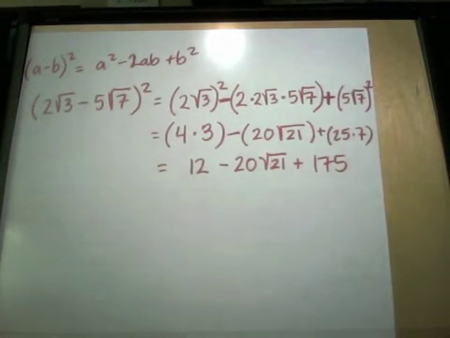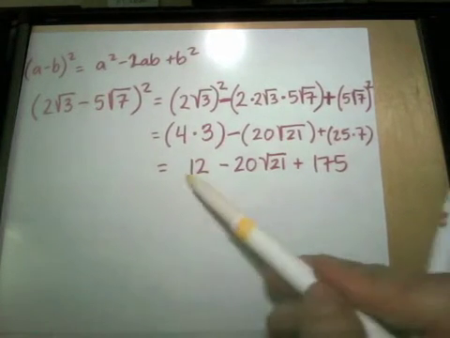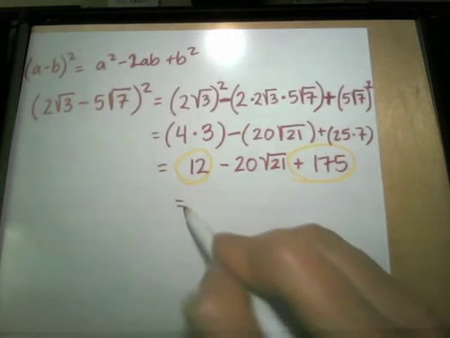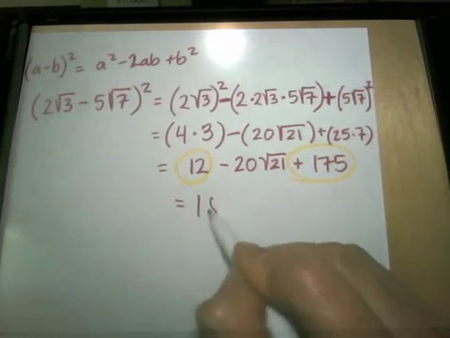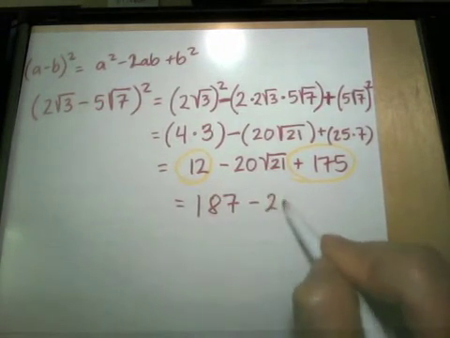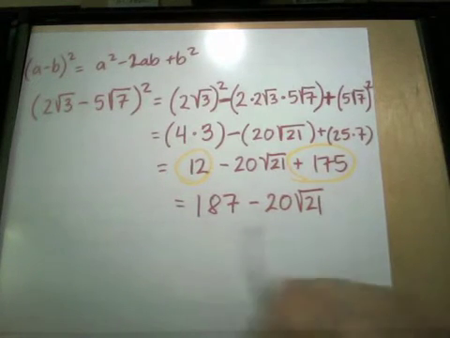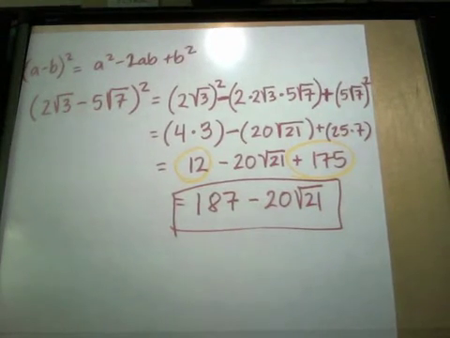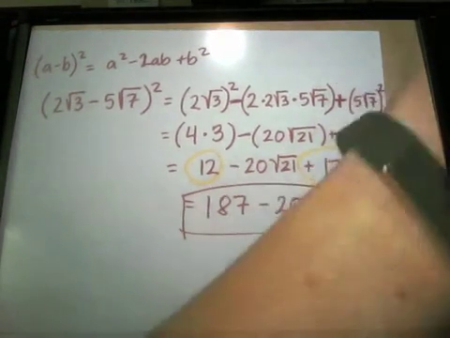I can still do combining like terms. I've got positive 12 and positive 175 to make 187 minus 20 root 21. And we're done there. We can't combine those because it's subtracting, and then you have to have like terms. Not so bad, I hope. All right, so that's it.